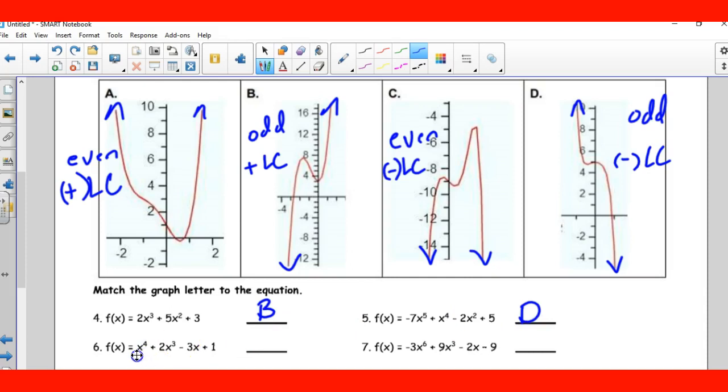This one has a positive leading coefficient, positive 1, and then it has an even degree. So that's A. And then this one has a negative leading coefficient with an even degree. All right, and that's going to be C.